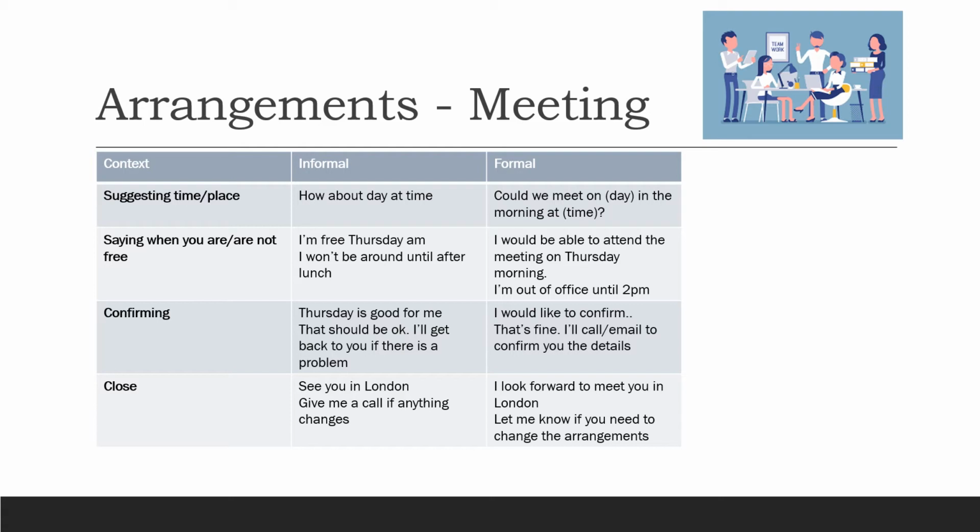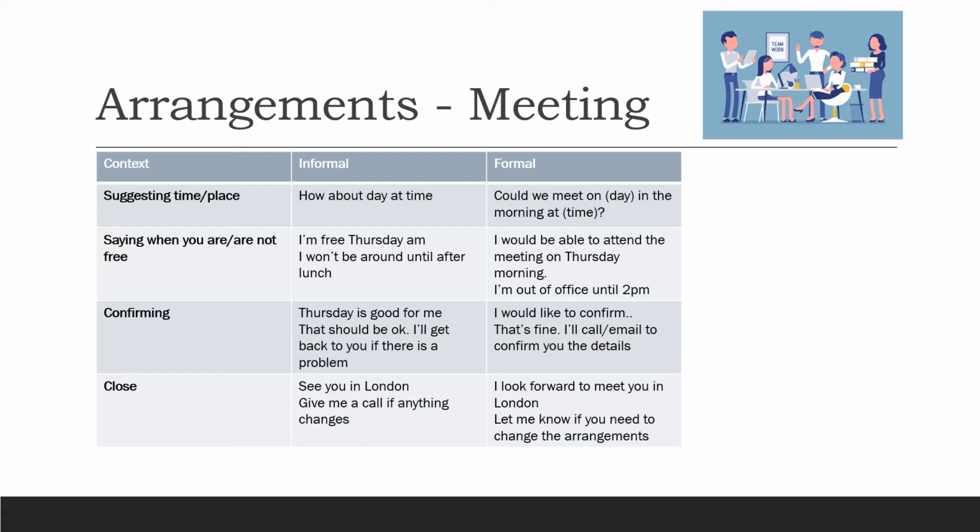Okay, so the next one we have on the list is saying when you are or are not free. So an informal or casual way will be to respond, I am free Thursday AM. Instead of that, you should mention, I will be able to attend the meeting on Thursday morning. Second one is, I won't be around until after lunch, which is an informal way to respond. Instead of that, you should write, I am out of office until 2 p.m.